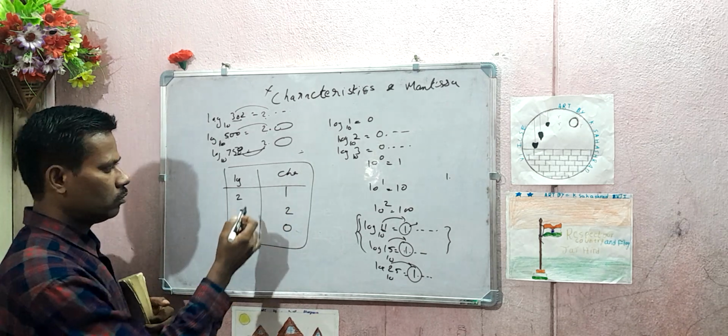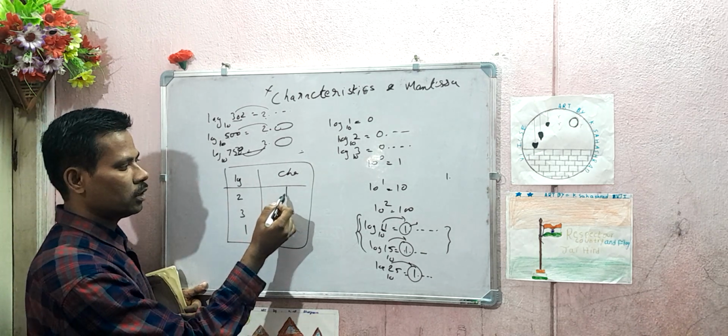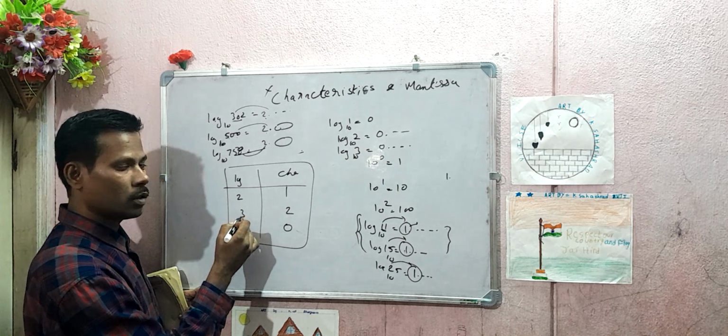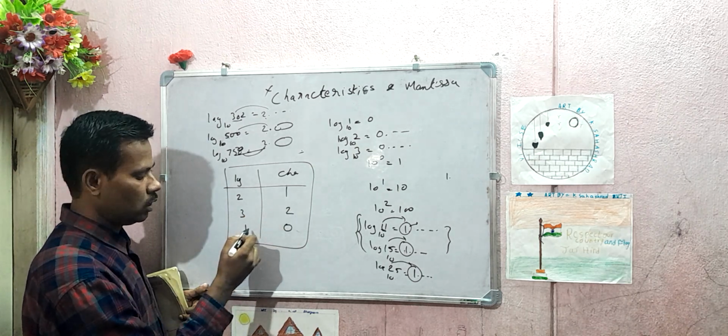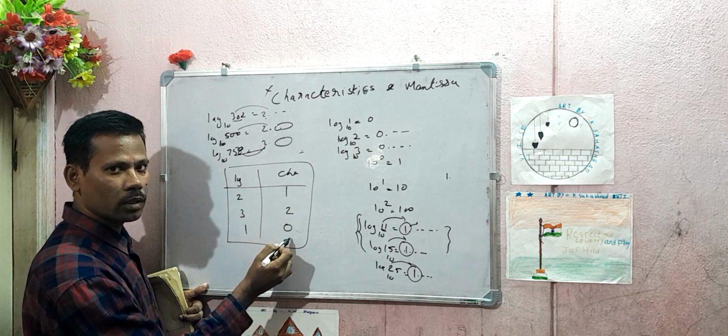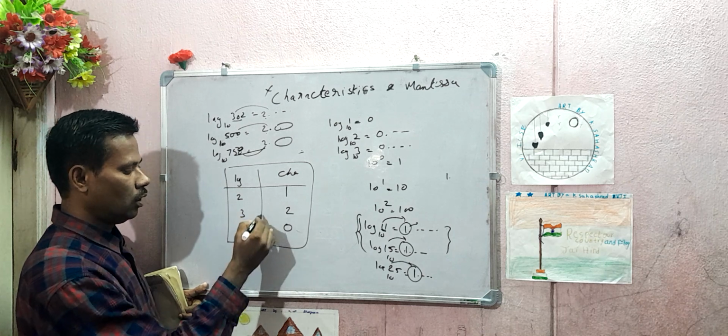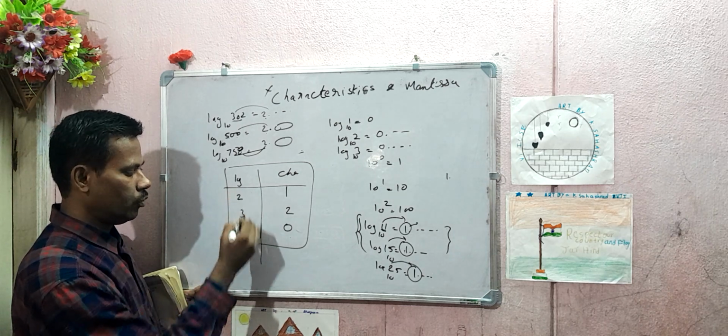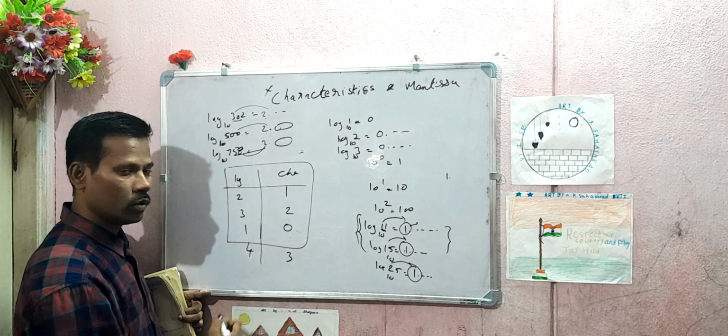So the logarithm of a 2-digit number, the characteristic is always 1. The logarithm of a 3-digit number, the characteristic is always 2. The logarithm of a single digit number, the characteristic is 0. In the same way, the logarithm of any 4-digit number, the characteristic is always 3.